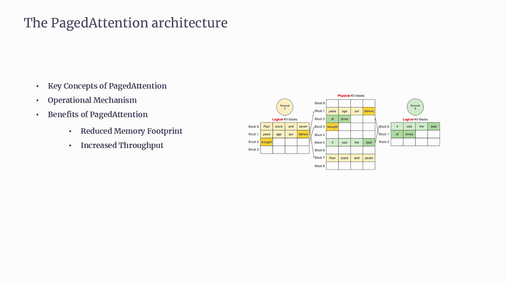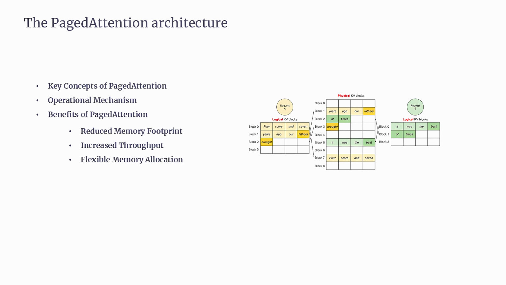2. Increased throughput. Better memory management means better GPU utilization, which leads to faster processing times. This results in improved overall performance, especially for large-scale LLM applications.